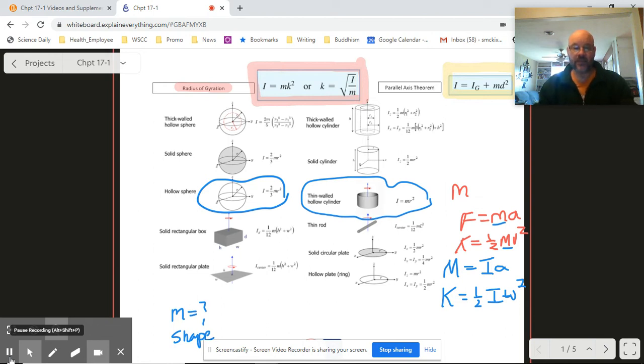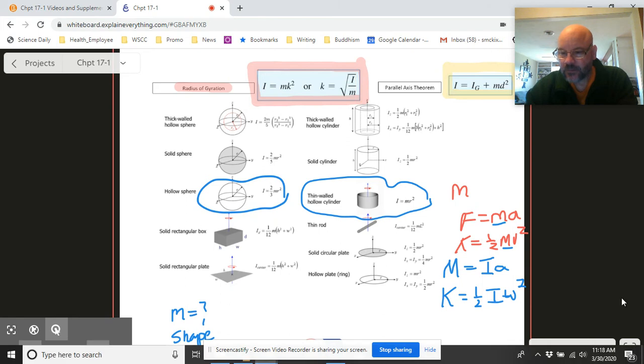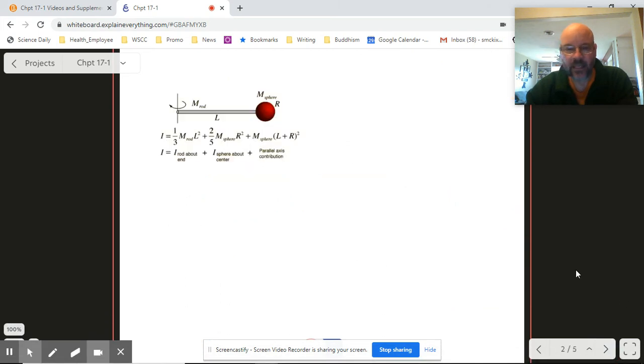And we use the letter K, or at least your book uses the letter K for it. And K depends on the moment of inertia, as you can see there. Okay. So let's take a look at an example. Okay. And this is the kind of thing we're going to be doing.